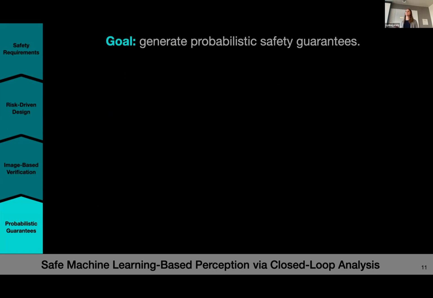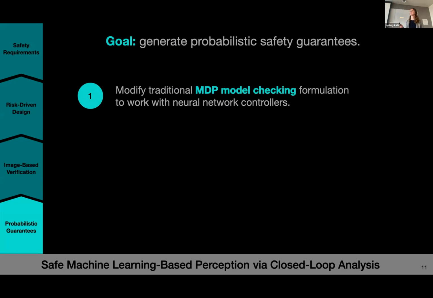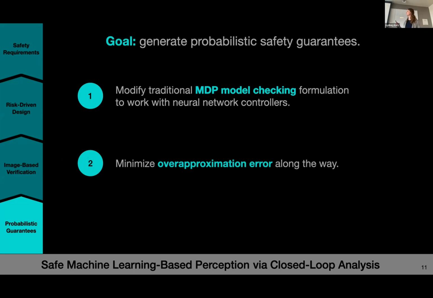And the way that we propose to do this involves two main steps. The first is to modify Markov decision process, or MDP, model checking to work with neural network controllers. And to do this, we have to introduce some over-approximation into the model checking process. And so we found that it was really critical for us to actually minimize this over-approximation error that we introduced along the way in order to produce meaningful safety guarantees.